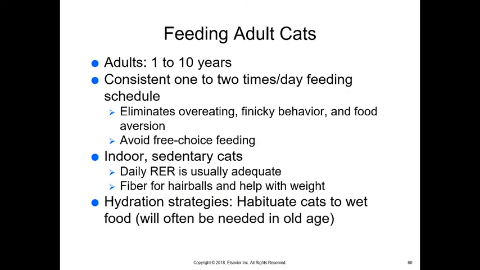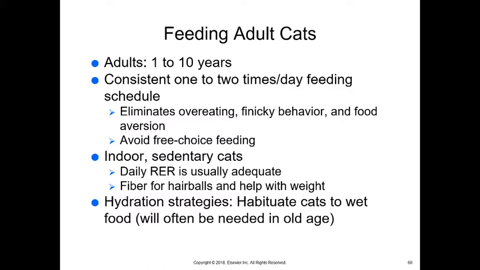Adult cats, they're considered adults 1 to 10 years. I do warn you, though, that once they are neutered or spayed, they tend to gain weight more rapidly. Their metabolism decreases, so you may have to decrease feeding, or switch over to an adult food at about the time they're neutered or spayed.